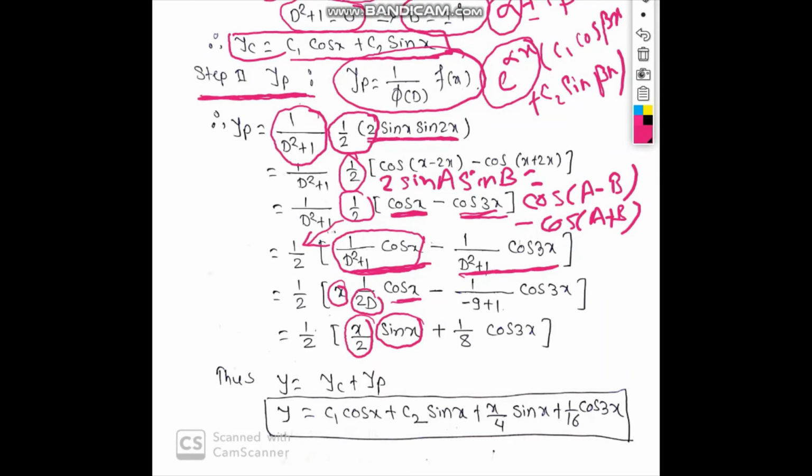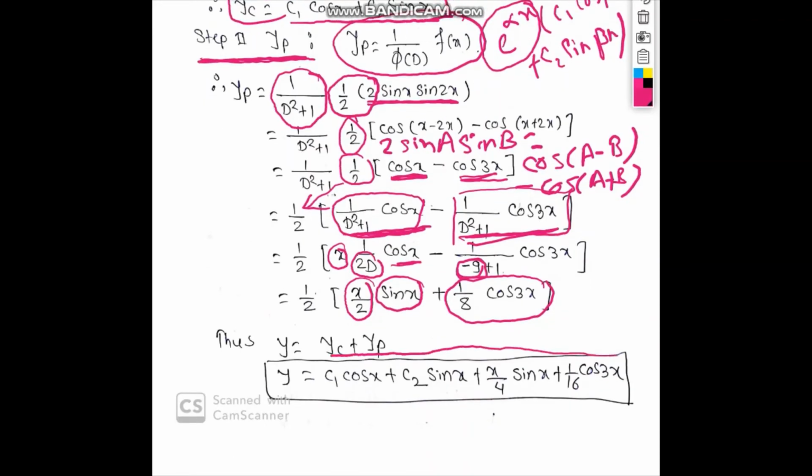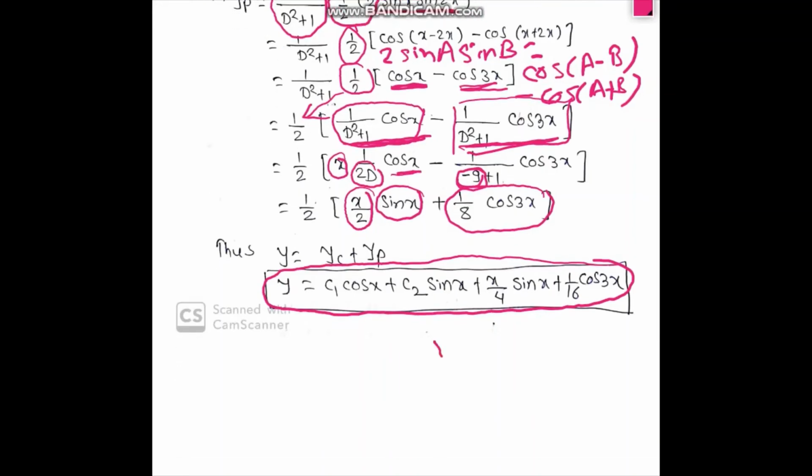That is about the first term. Now come to the second term. For the second term, if you replace D square by minus a square, that means D square by minus 9, it is not 0, so directly we get the answer, which is 1 by 8 cos 3x. And at the end, don't forget to write this every time: yc plus yp is the complete solution.